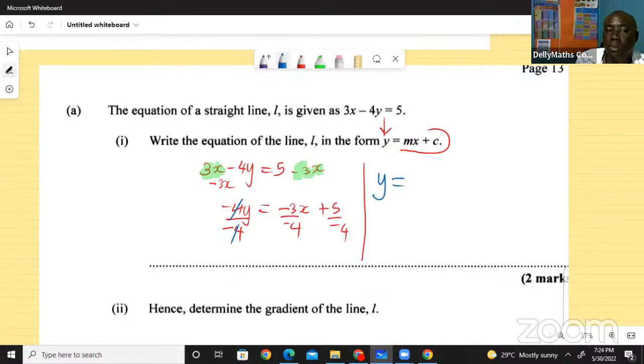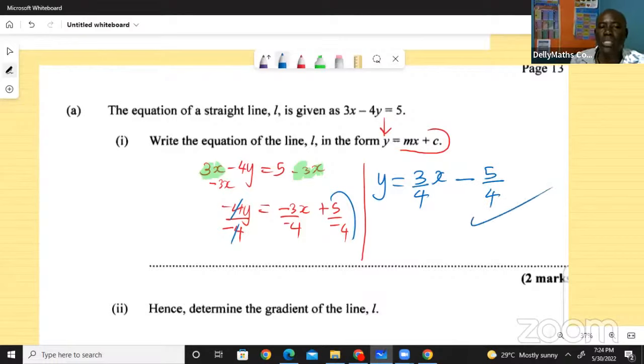And this is going to equal positive 3/4 with an x. And then this part at the back, don't be confused. The moment you have a plus and a negative, it's automatically a negative. So that's a negative 5/4. There we have it. We wrote it in the form y is equal to mx plus c. So it is y is equal to 3/4 x minus 5/4.